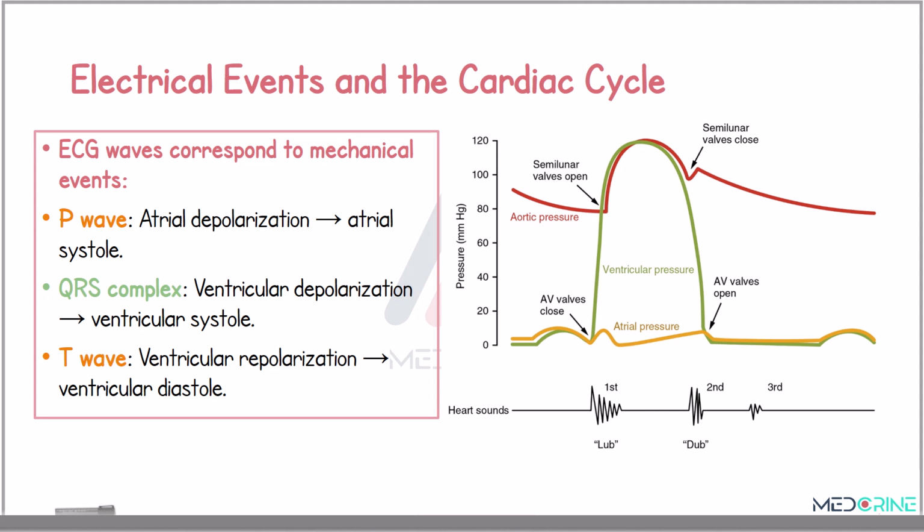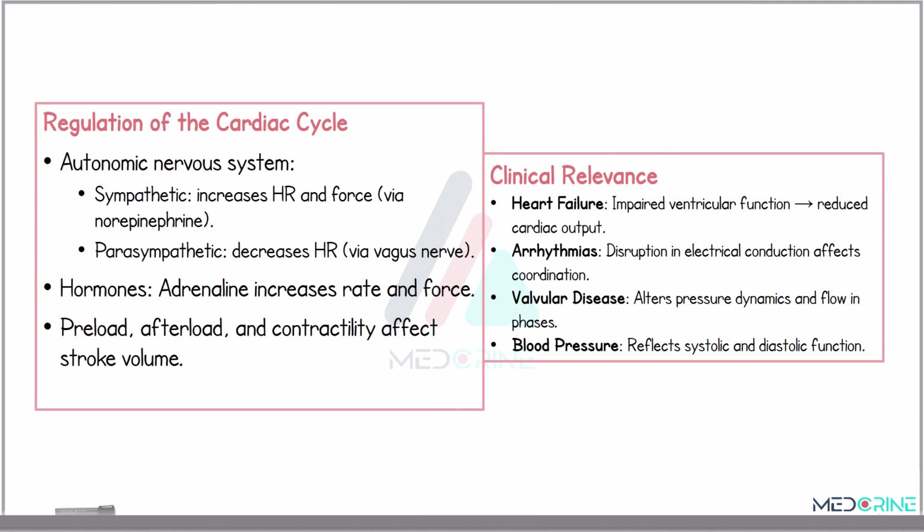Looking at the relation of electrical events and the cardiac cycle, an electrocardiogram wave corresponds to a mechanical event. The P wave is usually produced during atrial depolarization when atrial systole is happening. The QRS complex is produced by ventricular depolarization during ventricular systole, and the T wave is produced by the ventricular repolarization that occurs during ventricular diastole.